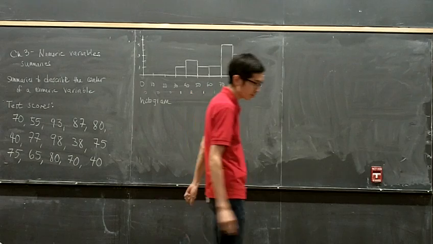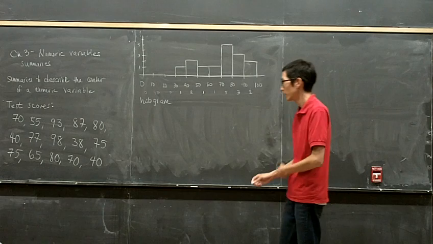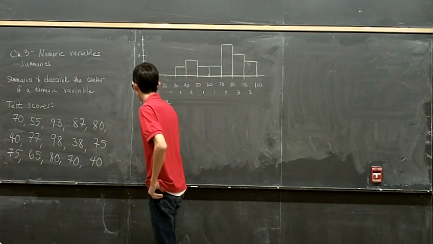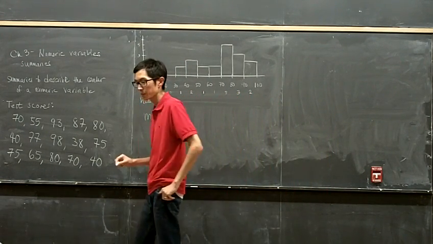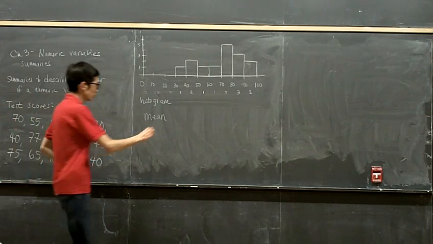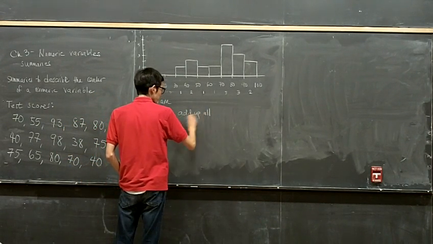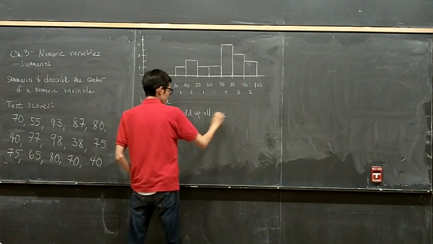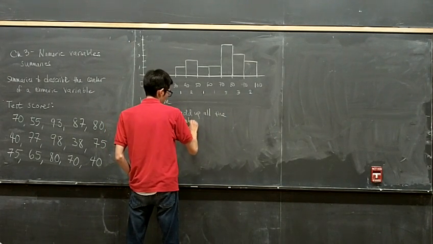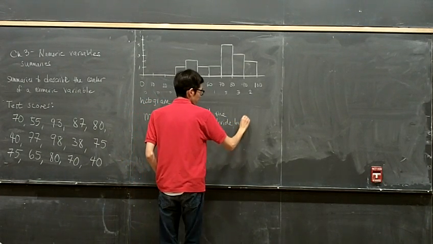So what might we say is the middle? Okay, or some idea of center. So we've got one idea, which is the mean. We get the mean by adding up all the numbers and dividing by how many numbers we have. So this is add up all the numbers and divide by how many you have.